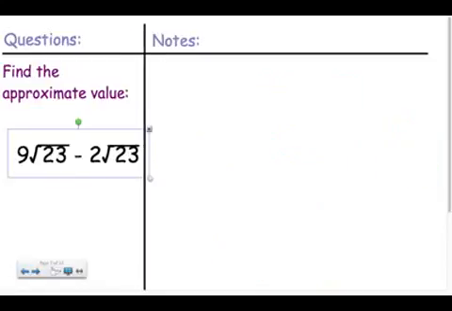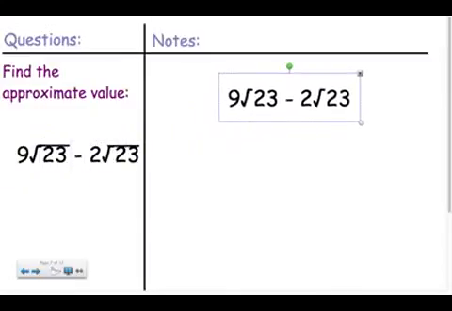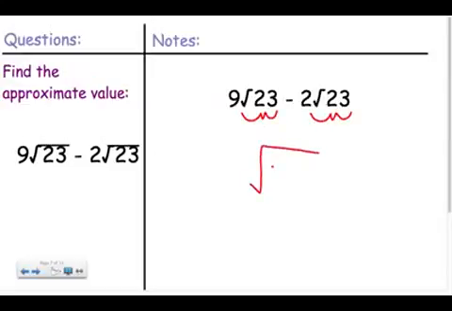All right, 9 root 23 minus 2 root 23. Again, I'm going to look at my bases. So my bases are the same. So I'm going to leave them as the same, 23. Then I'm going to take the 9 and 2 out in front and subtract them because of the minus sign. So this is like 7 times the square root of 23.